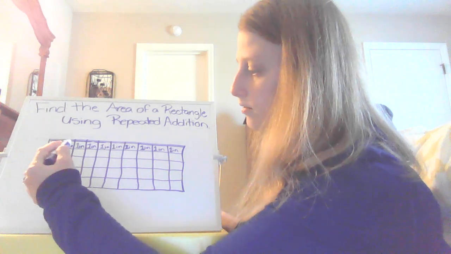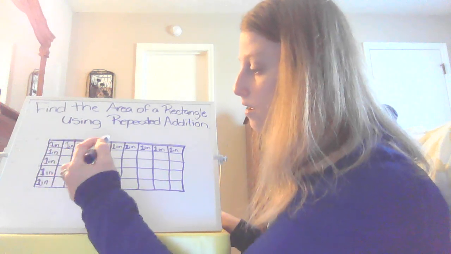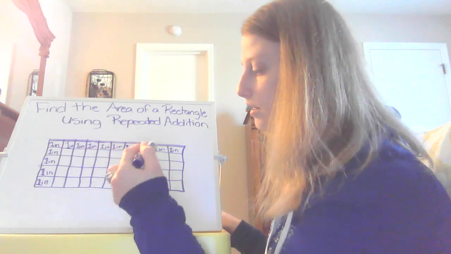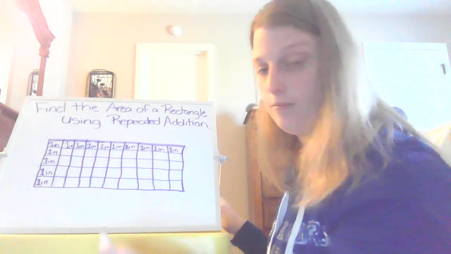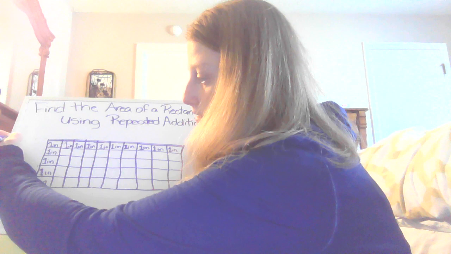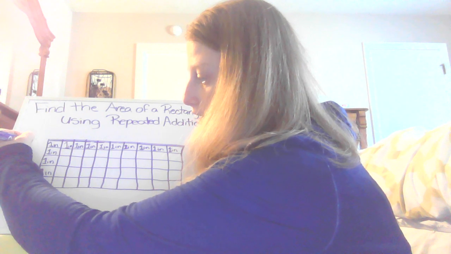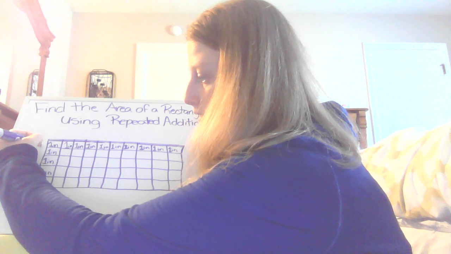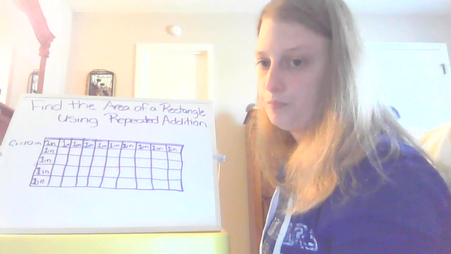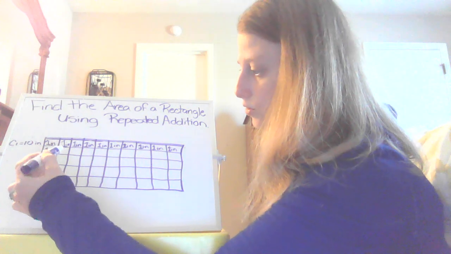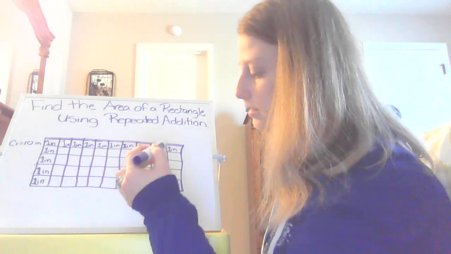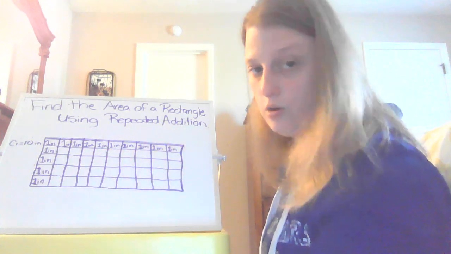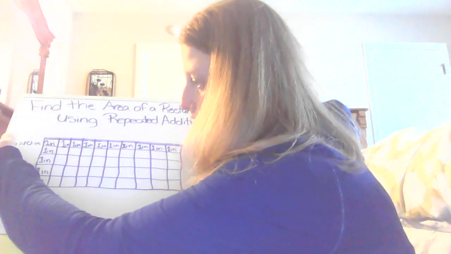We have 1, 2, 3, 4, 5, 6, 7, 8, 9, 10. So our column 1 is going to be 10. So I'm going to write over here, C1 equals 10 inches, okay? Now let's count column 2. Column 2 is 1, 2, 3, 4, 5, 6, 7, 8, 9, 10. So column 2 also has 10. So we're going to write C2 over here, 10 inches.